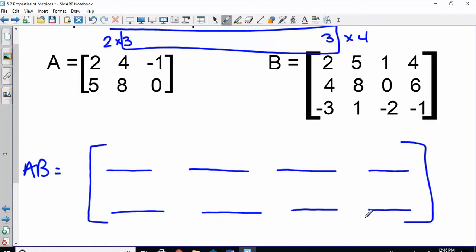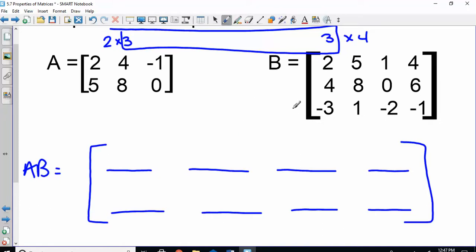Could I do B times A here? No. Matrix B, if I flip the order, matrix B is a 3 by 4, and matrix A is a 2 by 3. So could I multiply them? No, those numbers don't match, so it would be impossible to do it that direction.